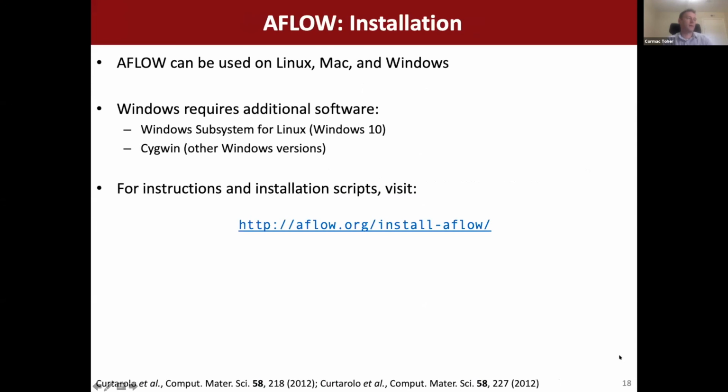Okay. So just to mention, the underlying code is also available. The code is used to generate all the data. It can be used on Linux, Mac, and Windows, and it's available under the GNU license. You can use it on Windows, but you need additional software: either the Windows Subsystem for Linux for Windows 10, or Cygwin for the other Windows versions. You can get the instructions and installation scripts from aflow.org/install-aflow.